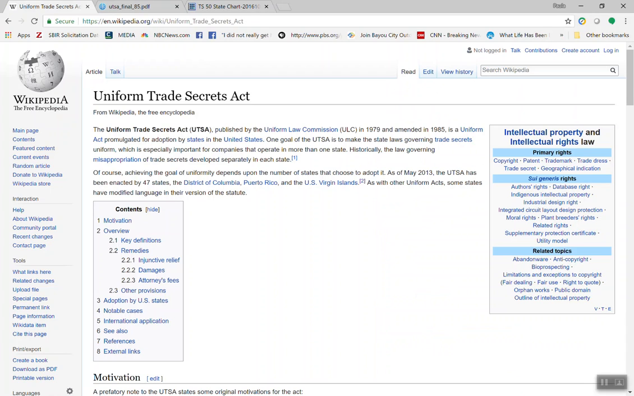So when it says it was adopted as of May 2013, it had been enacted by 47 states. Do you see the problem? I'm a company in Indiana that makes something, and I'm going to sue, but I'm going to sue under my law.